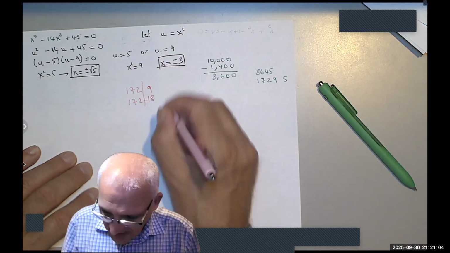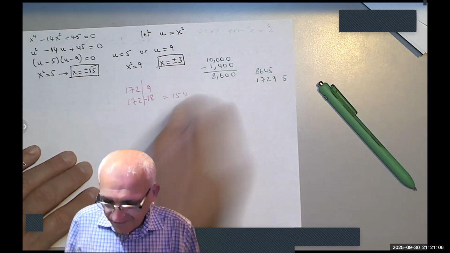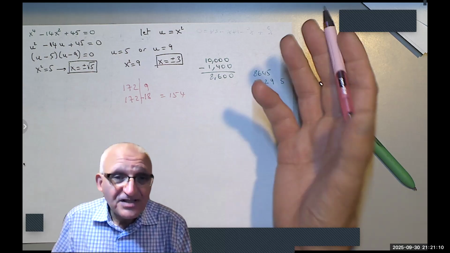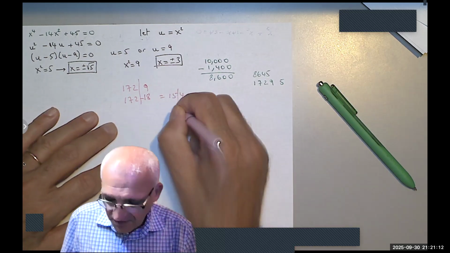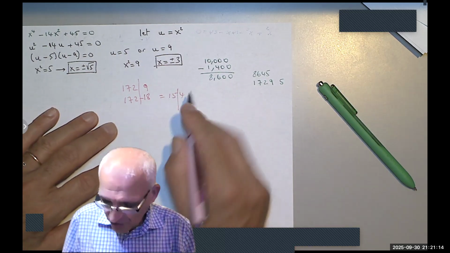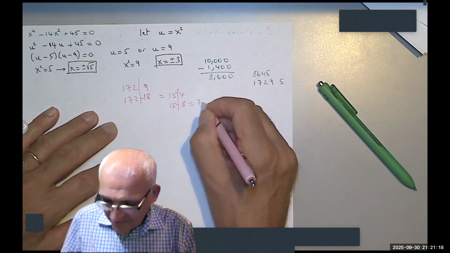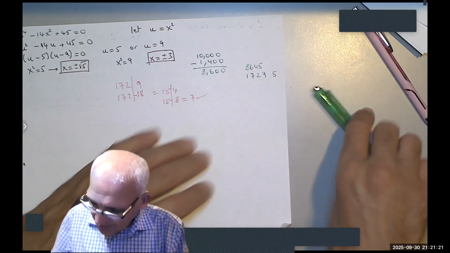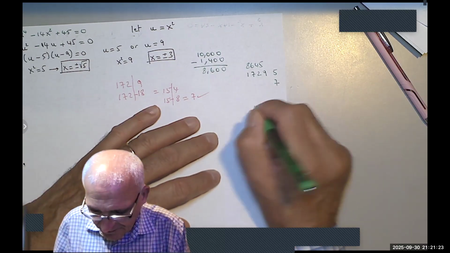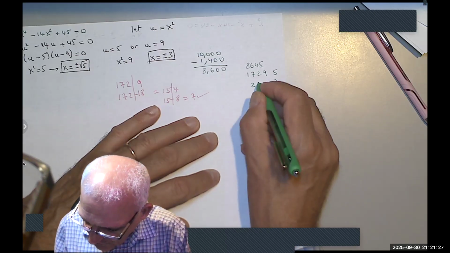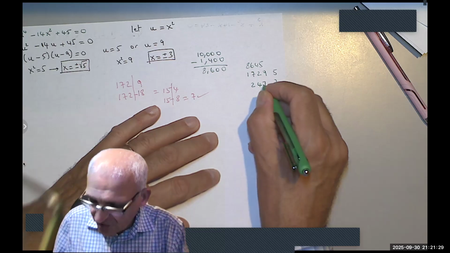172 minus 18 is 154. 154 is 22 times 7. But if you don't know that, you repeat it. You say 15 and 4. You double the 4 and subtract it from the 15. You get 7, so it's divisible by 7. So I'm going to divide by 7. And when I divide by 7, I get 2, 32 is 4, 49 is 7. You get 247.